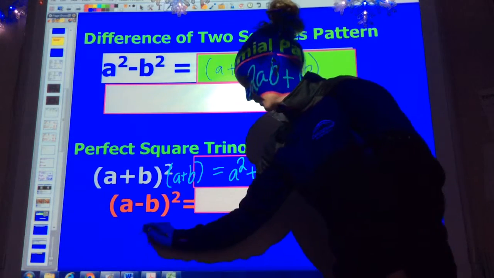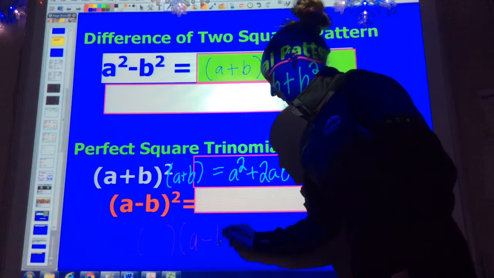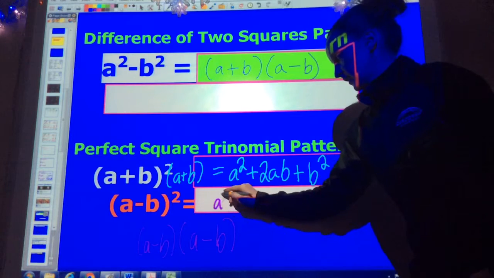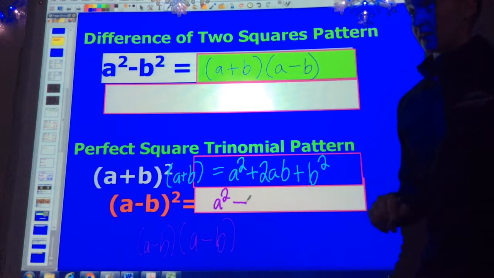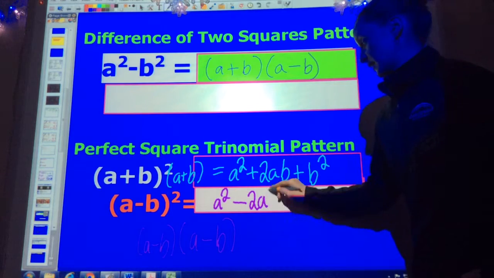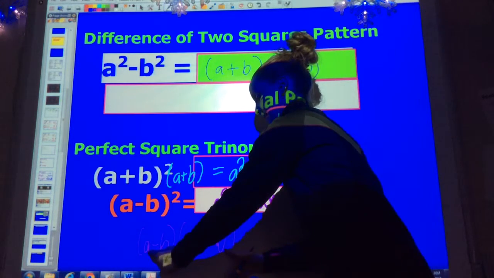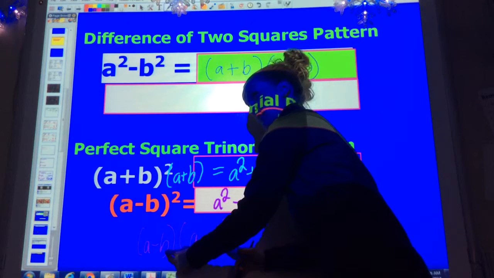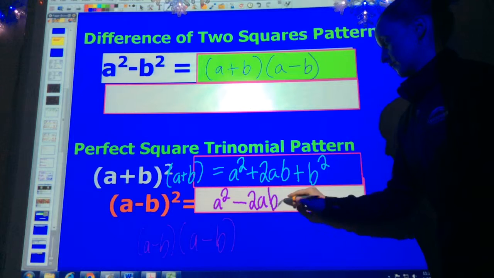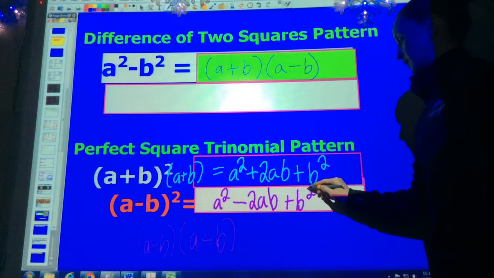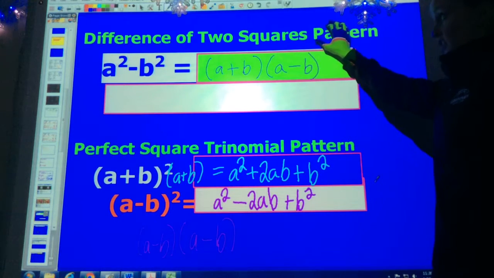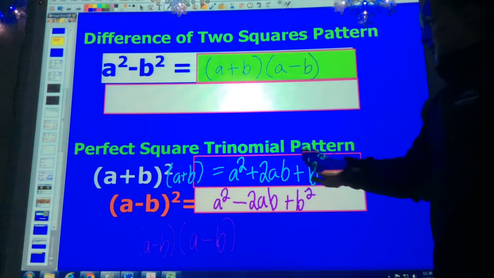Because if we expand this, and I know this is tough to read, what's our first term squared? A squared. What's our middle term going to be? Minus 2ab, because outside is going to be minus ab, inside is going to be minus ab, and then our last term is plus b squared. Do we have any questions up to here? We already did this, right? So this is our difference of squares, and this is our perfect square trinomial.